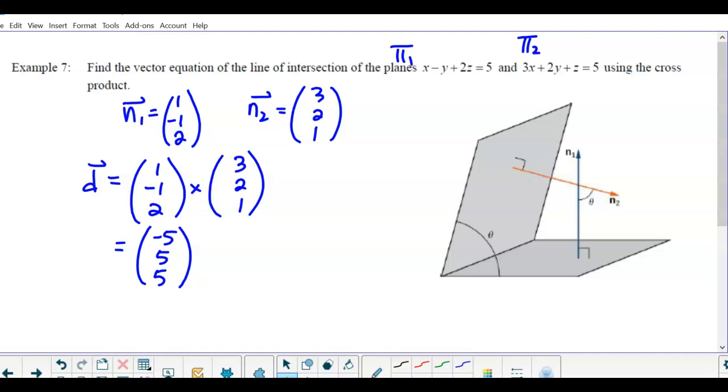And really, when it says find the vector equation, there's more than one vector equation, right? You could use a direction vector of -5, 5, 5. You can reduce it to -1, 1, 1. You could have opposite signs, so 1, -1, -1. So there's more than one vector equation.